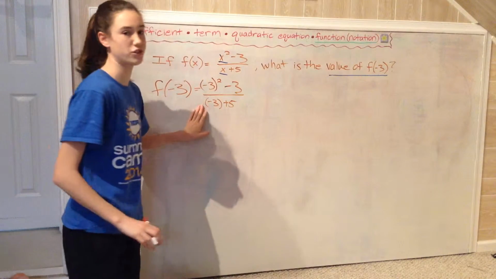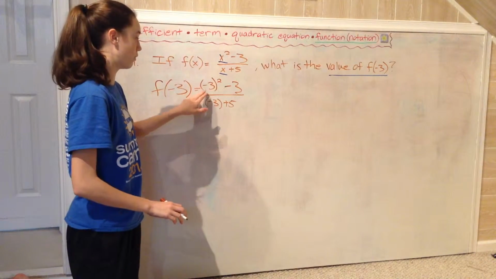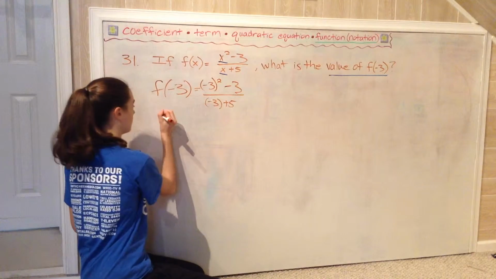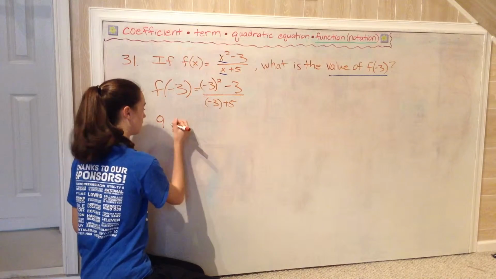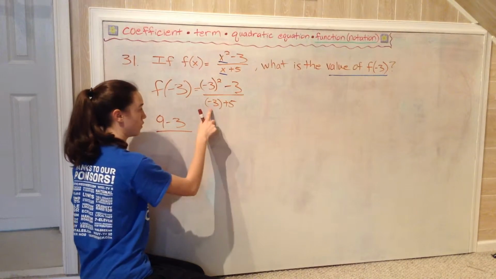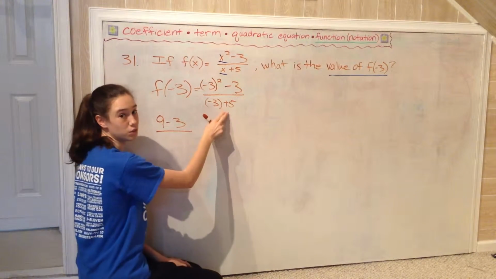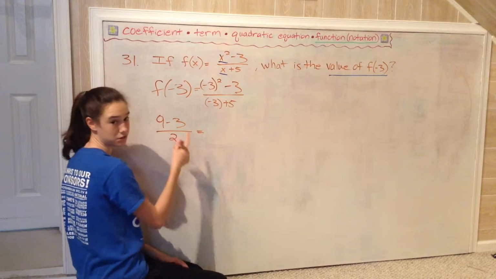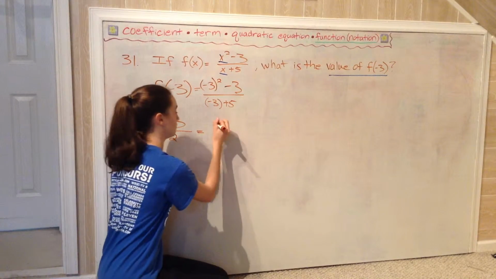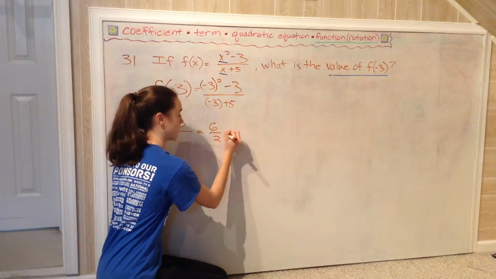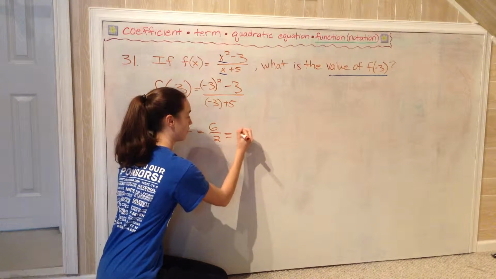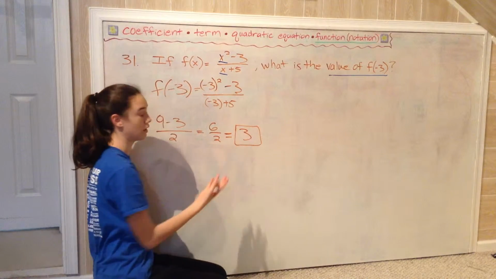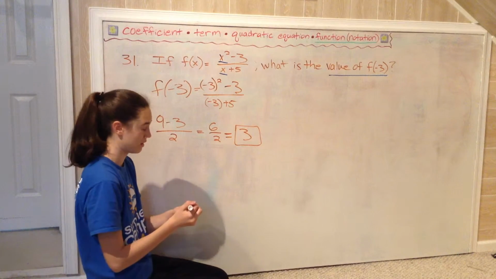So from here you're just solving the problem. So negative 3 squared is positive 9. So 9 minus 3 over negative 3 plus 5, which is positive 2. So I'm just going to go ahead and put 2 down there. And then 9 minus 3, 6. And so 6 over 2 is going to equal 3. And that is going to be your answer. So f of negative 3 equals 3.